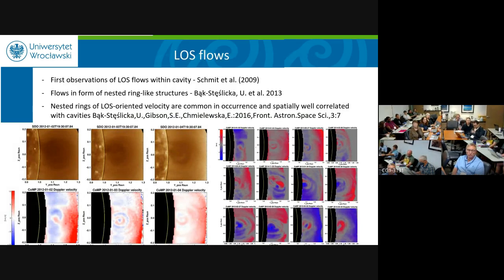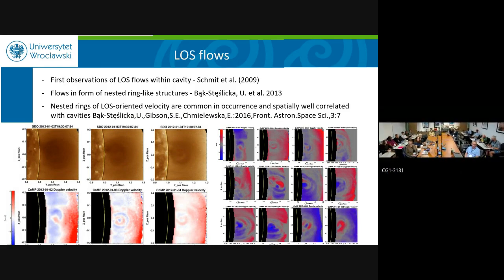So a few words about the line of sight flows. The first observation with CoMP was published in 2009, but later on we found that when we analyzed cavities, we see such a nested ring-like structure. You can see it on the left. There are 3 cavities day by day, and we can see how the structure can change and how we can observe these flows as a nested ring-like structure. And on the right, you can see several other examples.